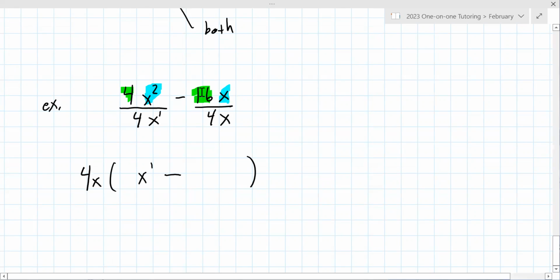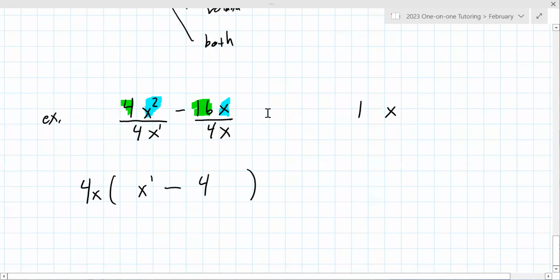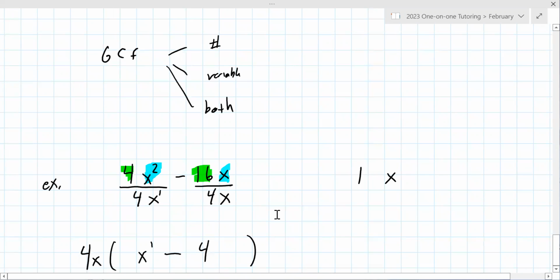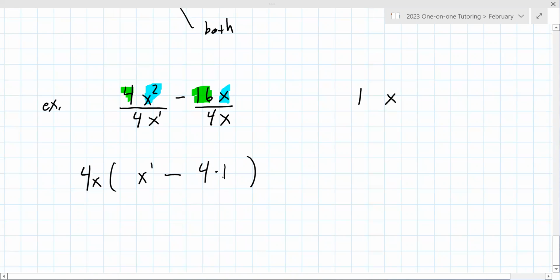Okay, now let's look at the next one here. 16 divided by 4. What is 16 divided by 4? 4. Okay, and how about x divided by x? It's 1. Well, be careful there. You just said two different things. Is it 1 or is it x? Do the x's cancel, which makes it 1, or does an x remain? The x's cancel out and become a 1. So this is 4 times 1 if you want, but it's just 4.